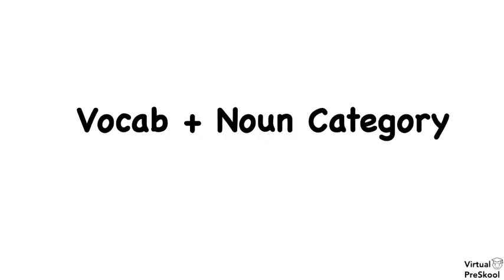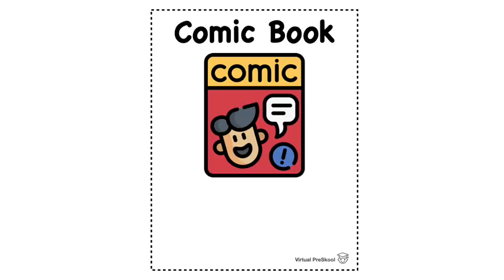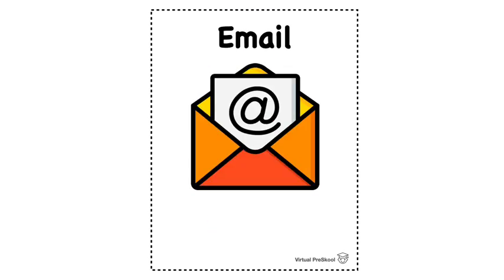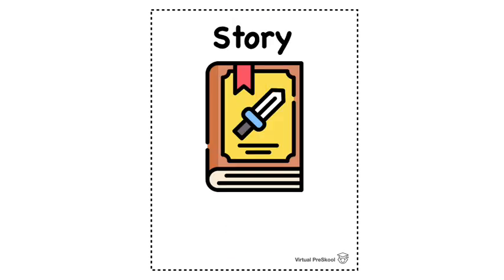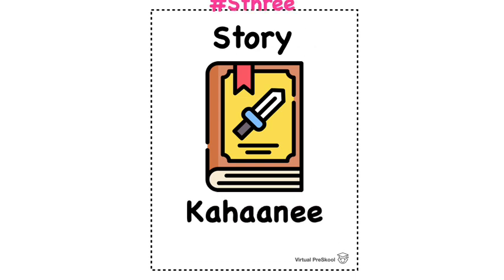Now, let's do practice of the vocabulary word plus the noun category together to see if you remember it all. What was comic book in Hindi? Comic book. And is it pull or stri? Stri. Email. What is it in Hindi? Email. Pull or stri? Pull. Story. What is story in Hindi? Kahani. Pull or stri? Stri.